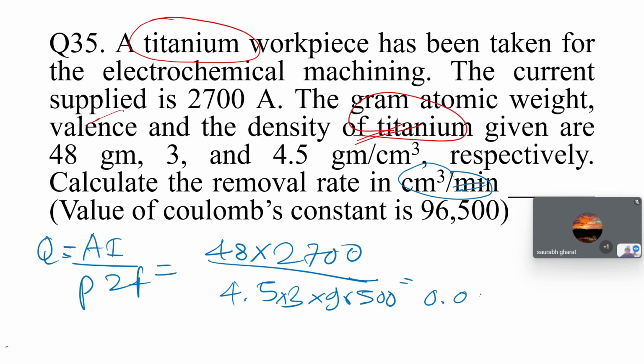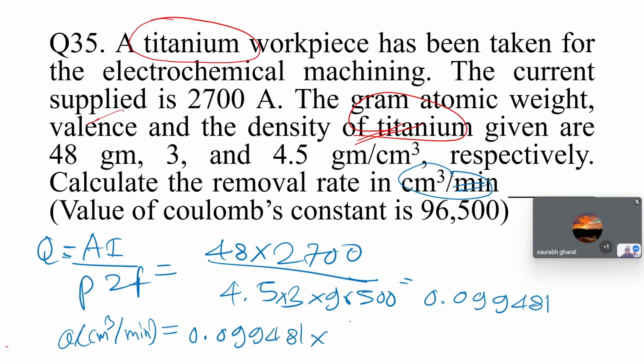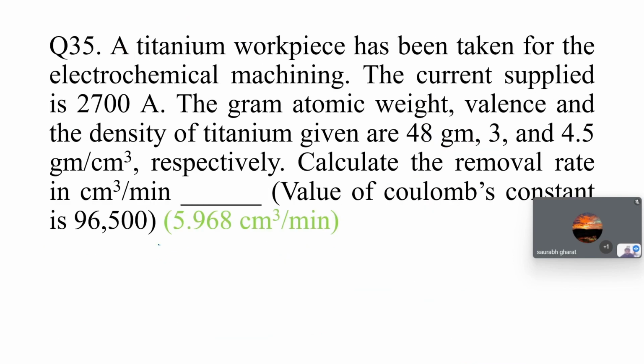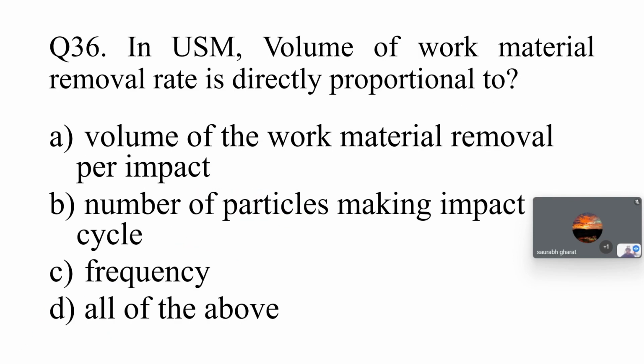It's 0.0999481. So again you have to multiply it by 60. To get Q in centimeter cube per minute, multiply 0.099481 into your 60. So your answer will be 5.968 centimeter cube per minute. So this is your answer, 5.968 centimeter cube per minute.